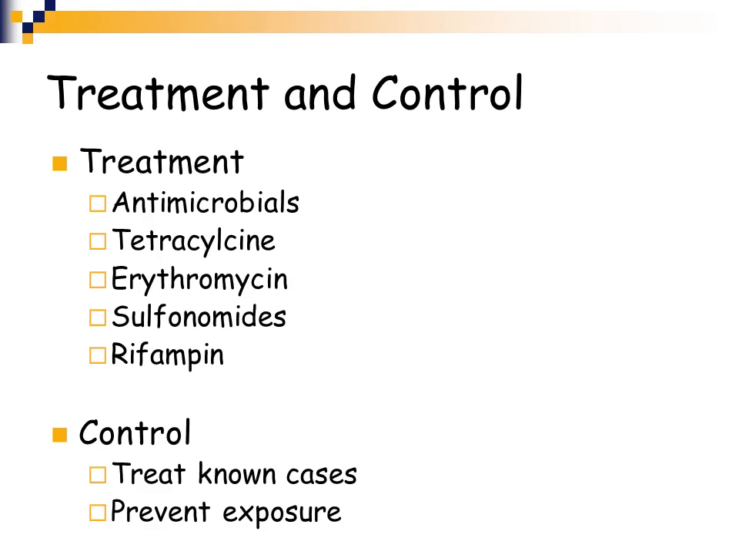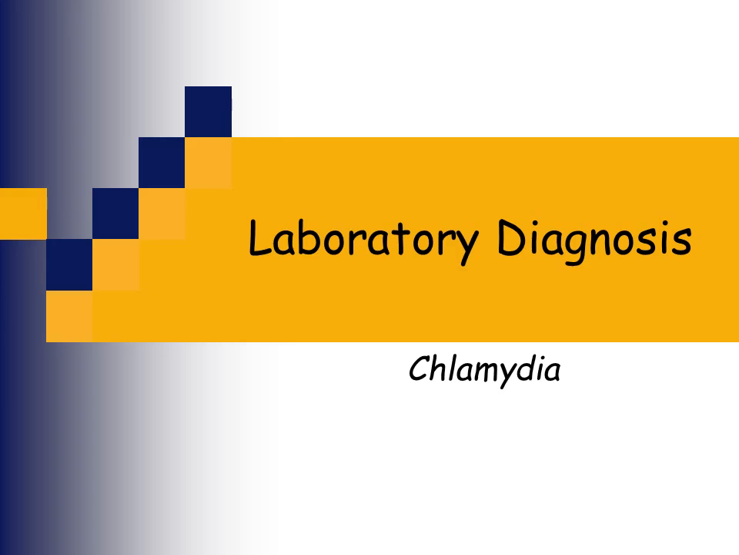Treatment and control of chlamydia and chlamydophila infections include a variety of antimicrobial agents such as tetracycline, erythromycin, sulfonamides, rifampin, and control is treating known cases and preventing exposure. We're going to go in and talk about laboratory diagnosis.